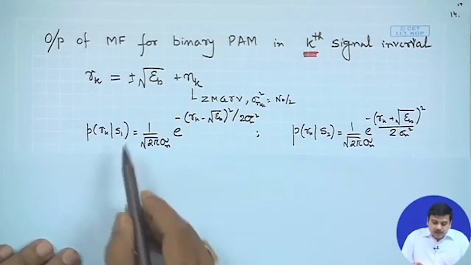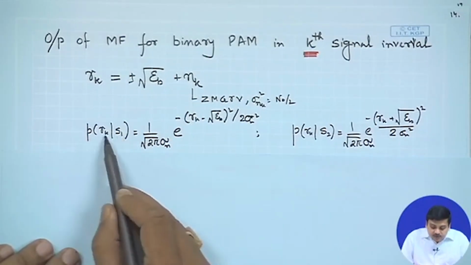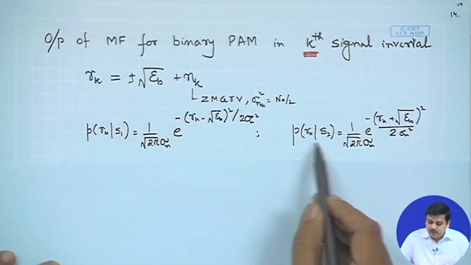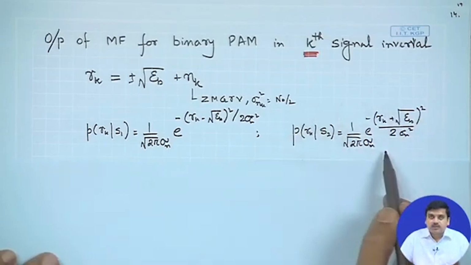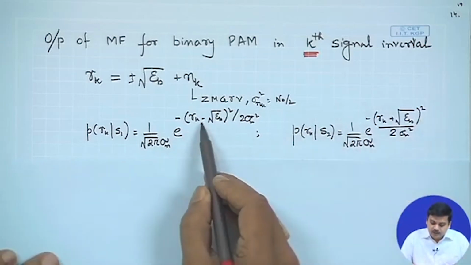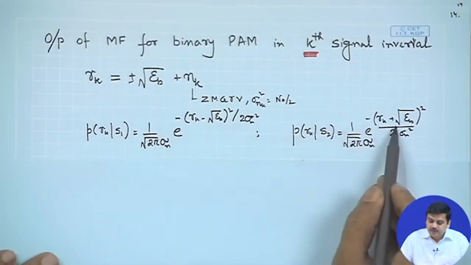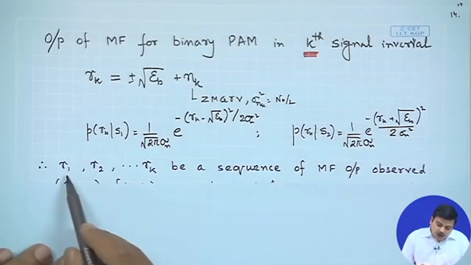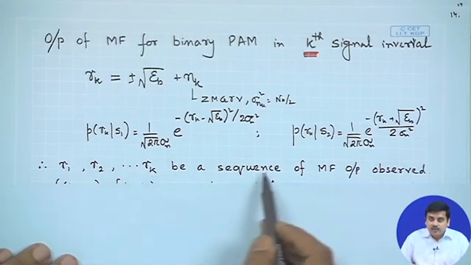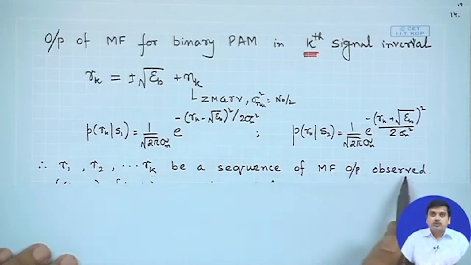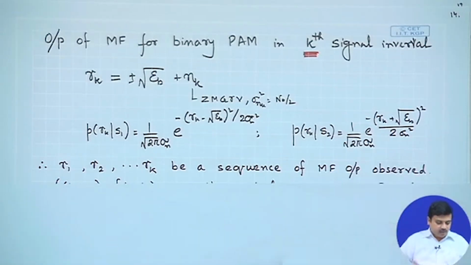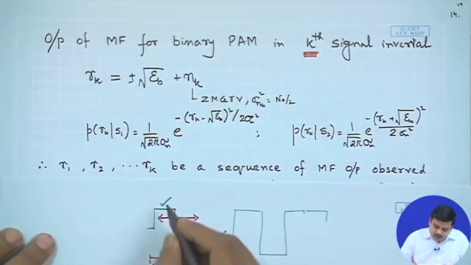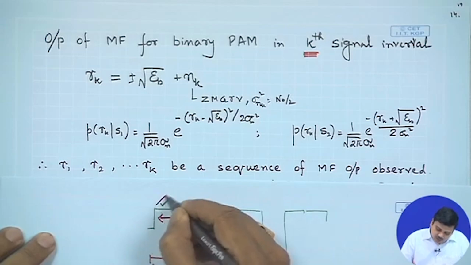Now, if S1 was sent, the probability of R given S1 is what we had seen earlier, and the probability of R given S2 is this, where here is a minus sign, here is a plus sign. We had seen it just a few moments before. So, now let R1 to R_k be a sequence of matched filter outputs observed. I would like to remind once again, R1 to R_k would be the output of the matched filter.